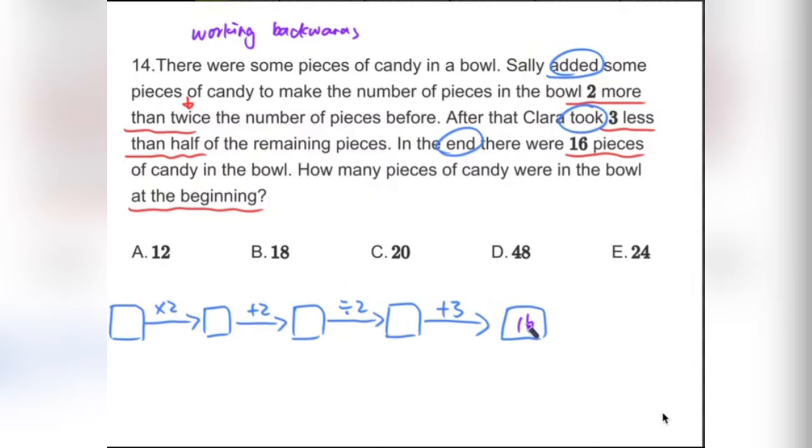Now let's try to think backwards. 16, and then minus 3, you will get 13. 13 times 2, you will get 26. 26 minus 2, you will get 24. 24 divided by 2, you will get 12. So that is why the answer is 12.